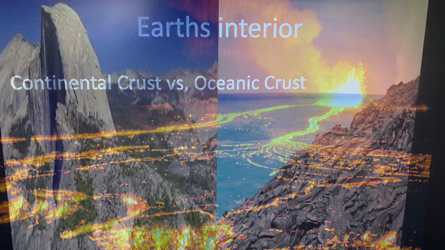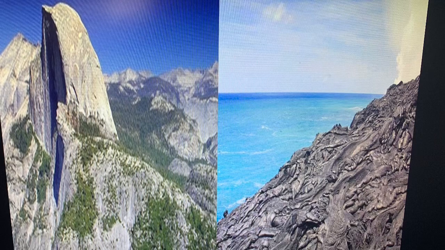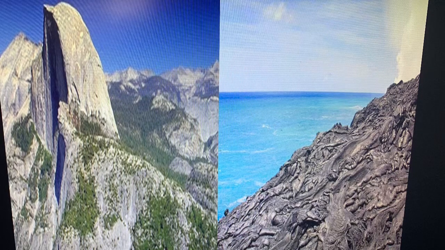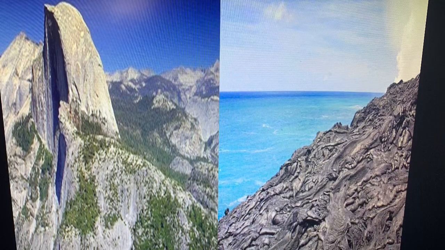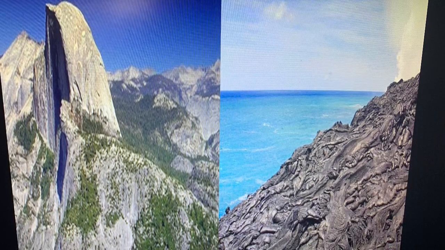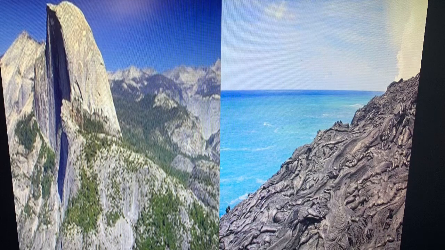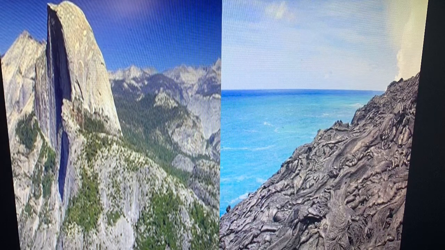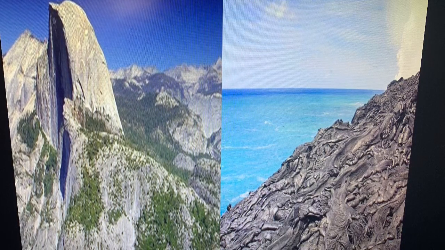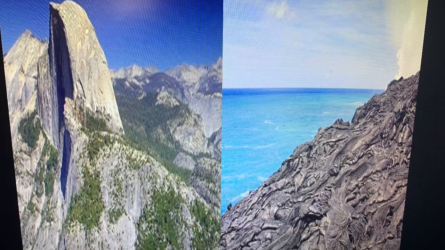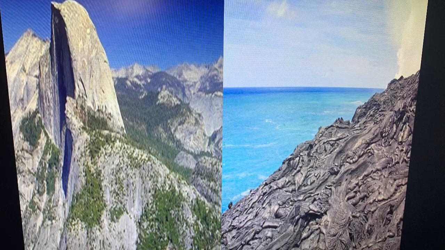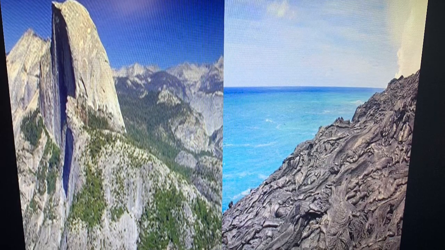Now, the first property is the rock makeup. Continental crust is typically granitic. It's made out of granite, which is the rock that you see on the left side of the picture from Yosemite National Park. Okay, continental crust tends to be granitic in nature, whereas oceanic crust tends to be basaltic, made of either basalt or gabbro, depending on the type of event that formed it, which is what you see on the right-hand side of the picture. Okay, and so continental crust tends to be lighter in color, and oceanic crust tends to be much, much darker in color.